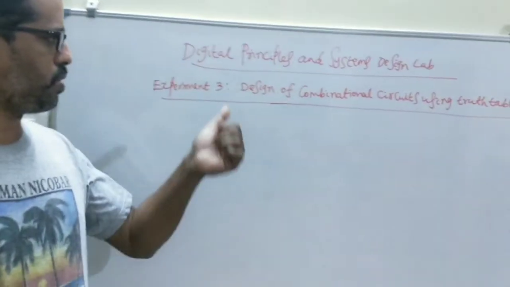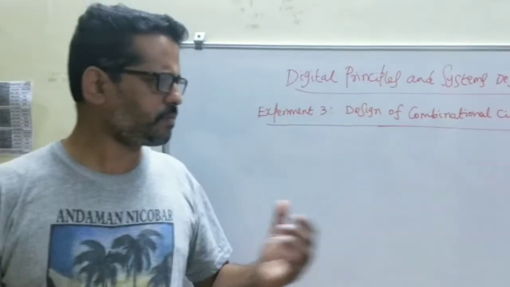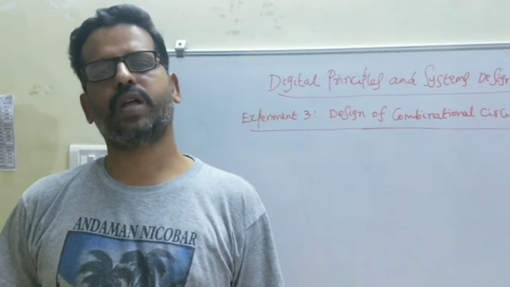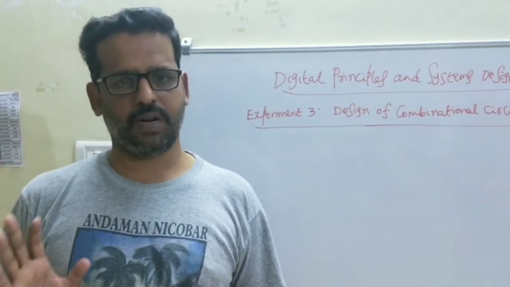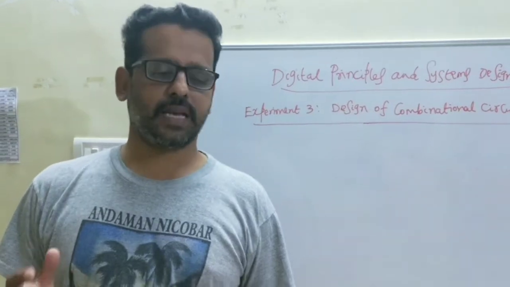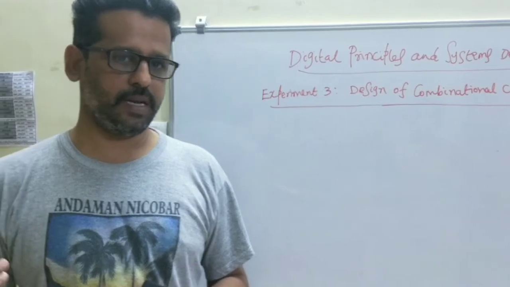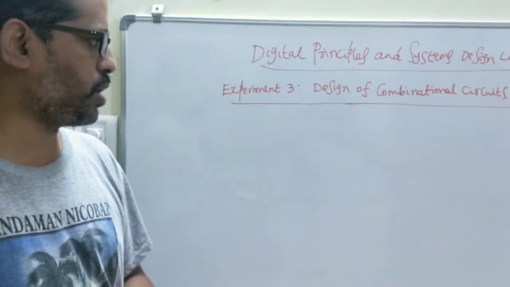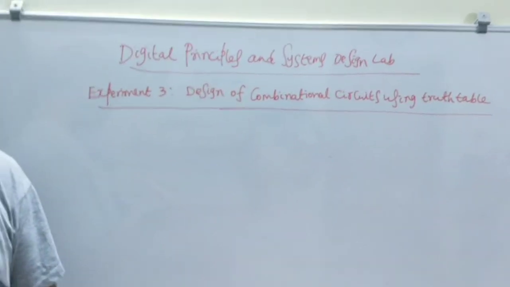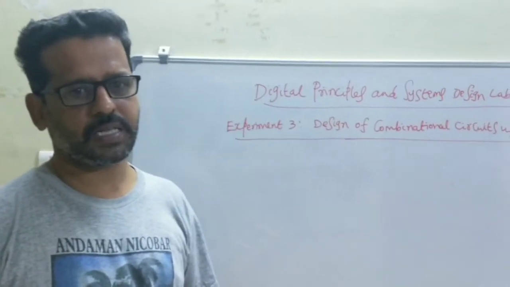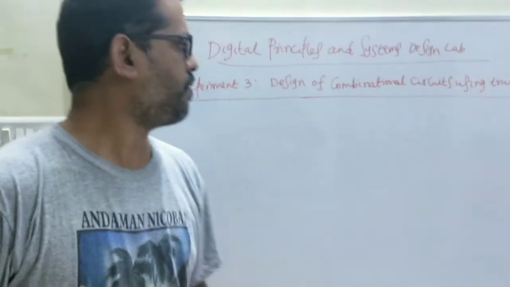Now we are going to design it using a truth table. As far as today's session is concerned, we are going to take the example of a half adder and a full subtractor. They may ask any combinational circuit to be designed. Now I am not going into the aim and apparatus required; I am directly coming into the experiment. First, using truth table.